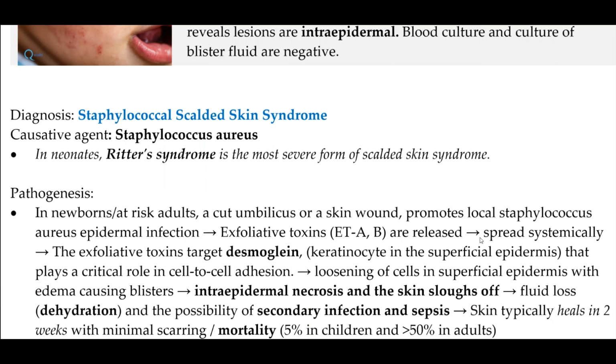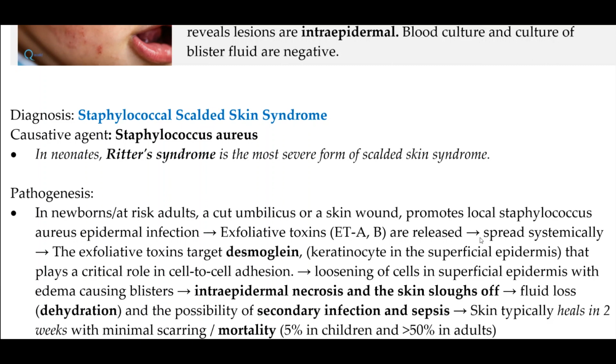This Staphylococcus aureus now releases toxins. These are exfoliative toxins, ETA and ETB. These toxins spread systemically, and their target is desmoglein. Now, desmoglein is a protein in keratinocytes in the superficial epidermis that plays a critical role in cell-to-cell adhesion.